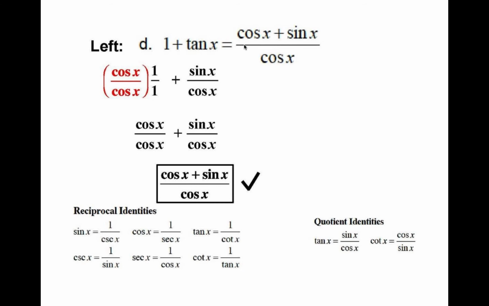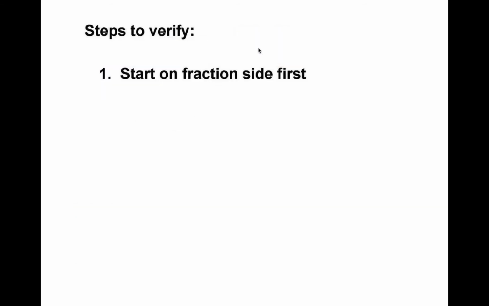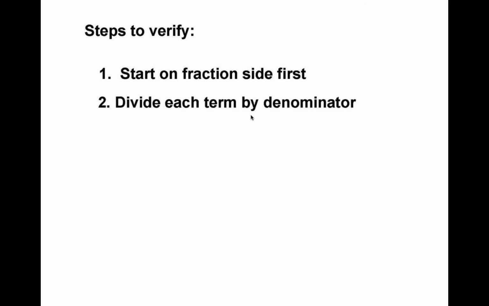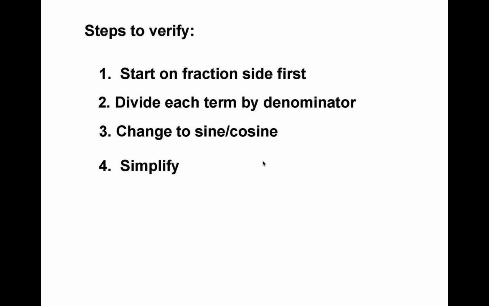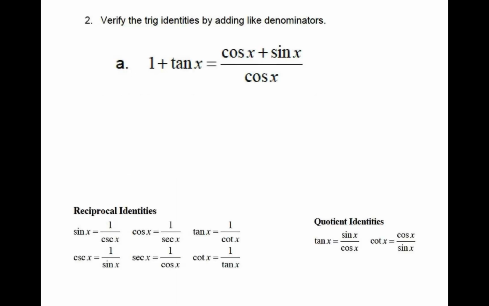So I'm about to do this exact same problem, but I'm going to do the other side instead. So now we're going to start on the side that has a fraction. Then you divide each term by the denominator. And then you change to sine or cosine. And simplify. So this time I'm going to start on the side with the fraction. Notice this is the exact same problem as the last one.